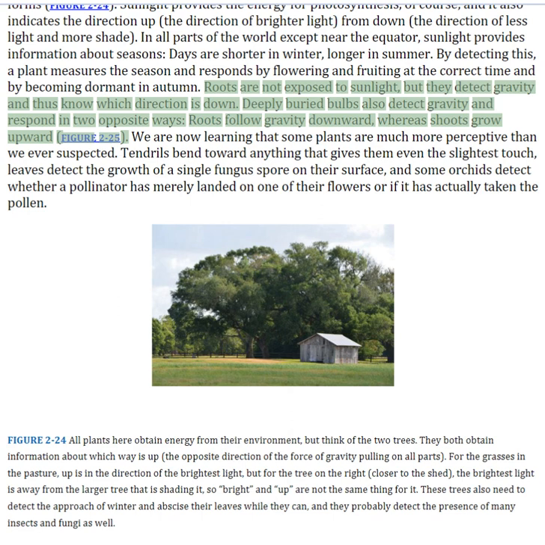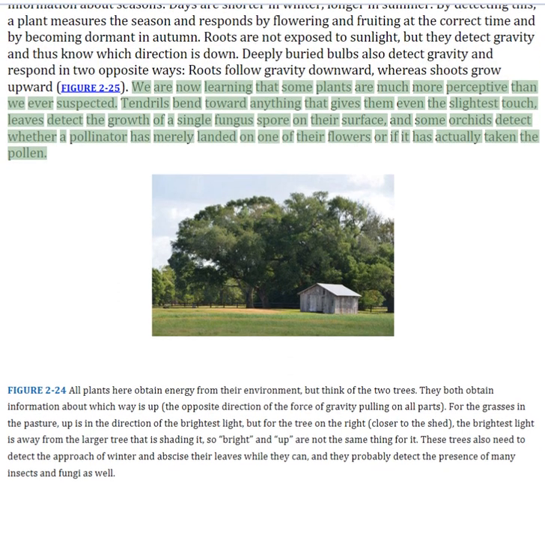Roots are not exposed to sunlight, but they detect gravity and thus know which direction is down. Deeply buried bulbs also detect gravity and respond in two opposite ways. Roots follow gravity downward, whereas shoots grow upward. We are now learning that some plants are much more perceptive than we ever suspected. Tendrils bend toward anything that gives them even the slightest touch, leaves detect the growth of a single fungus spore on their surface, and some orchids detect whether a pollinator has merely landed on one of their flowers or if it has actually taken the pollen.